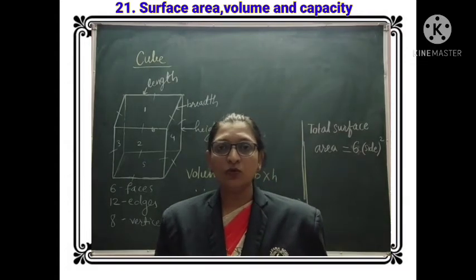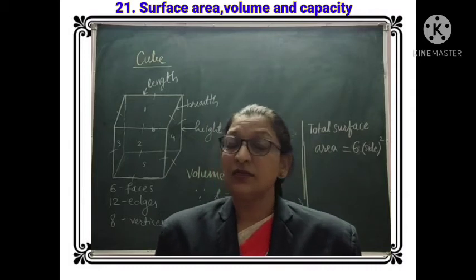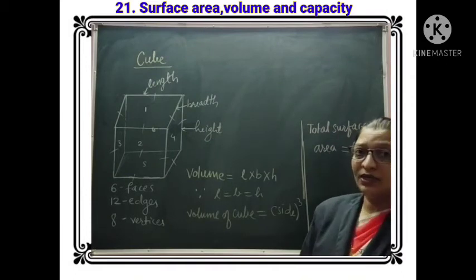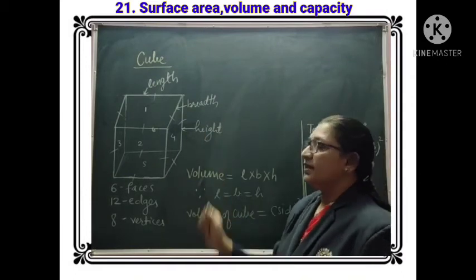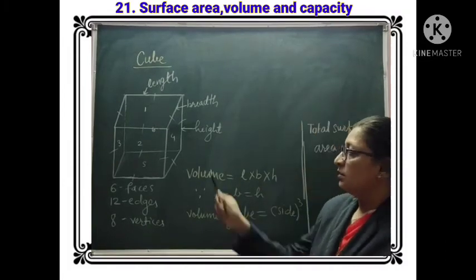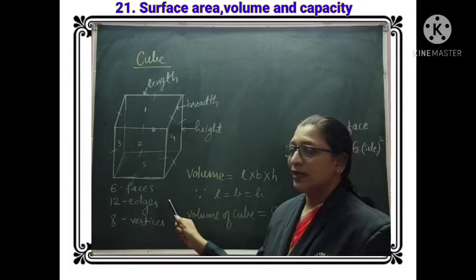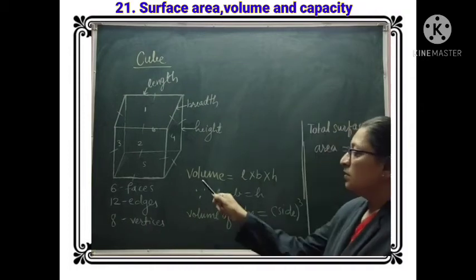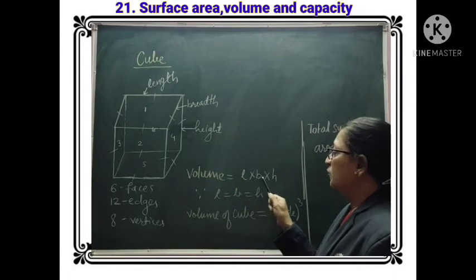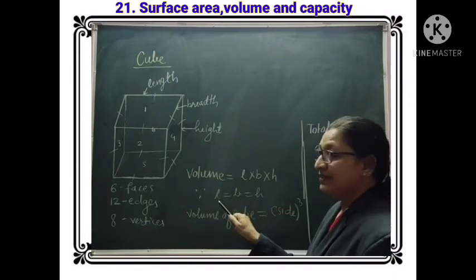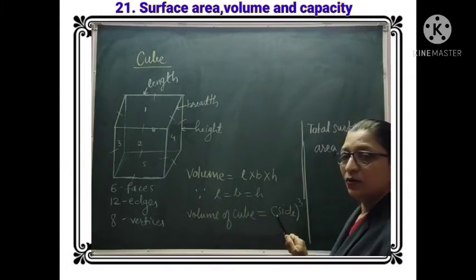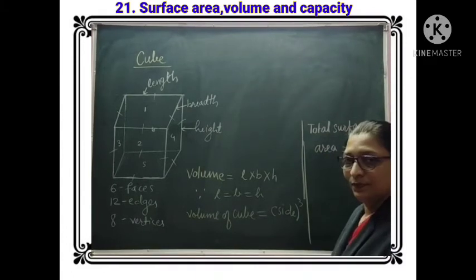Let us see how to calculate volume as well as total surface area of a cube. As I told you before, length, breadth and height of any cube are equal. A cube has 6 faces, 12 edges, 8 vertices. So, volume of a cube can be calculated by the formula length into breadth into height. As all these three are equal, volume of a cube is side cube.